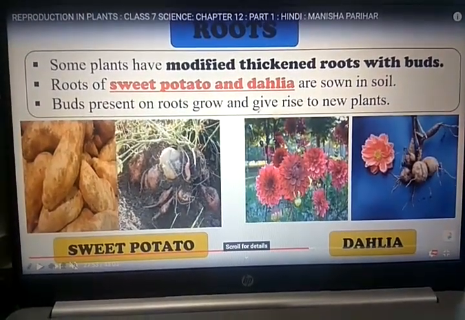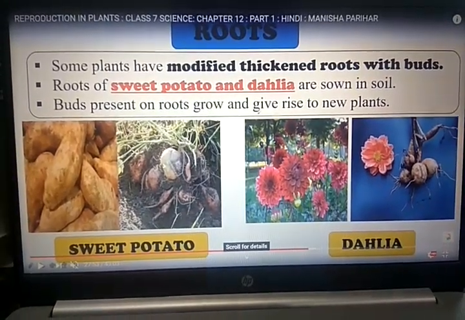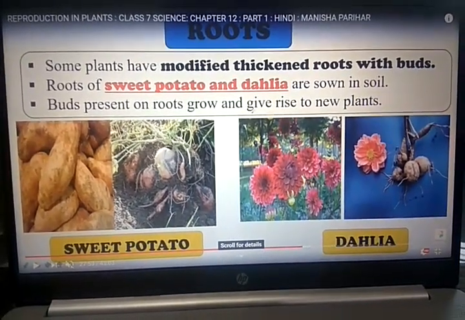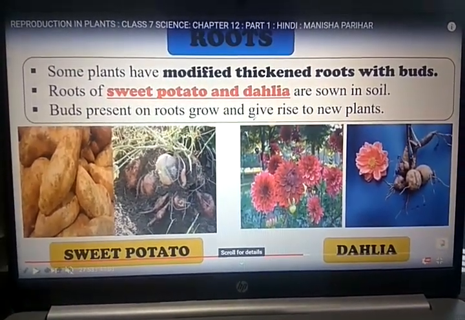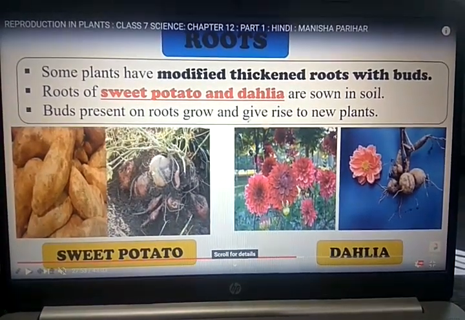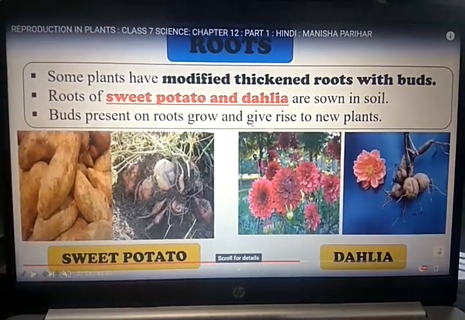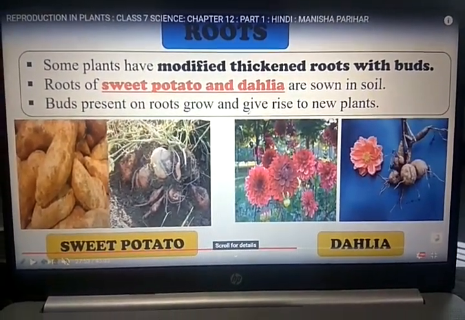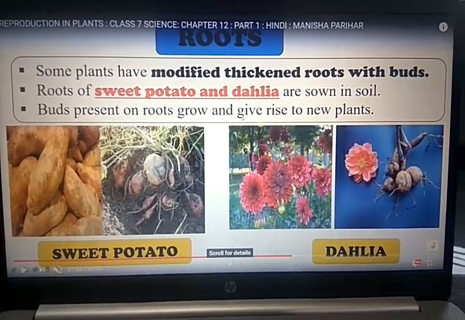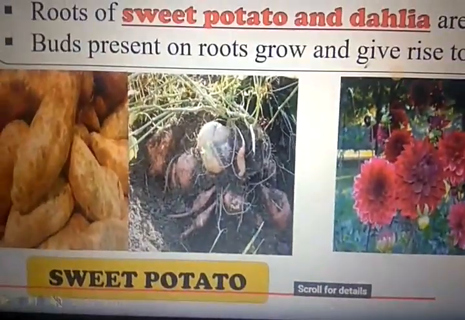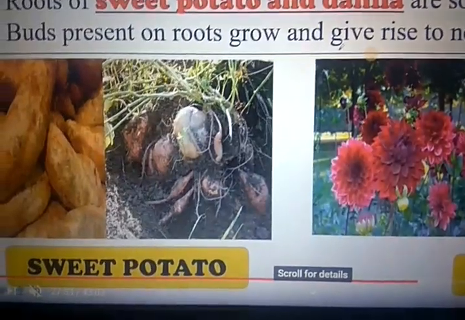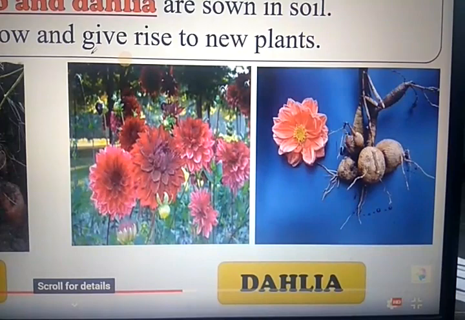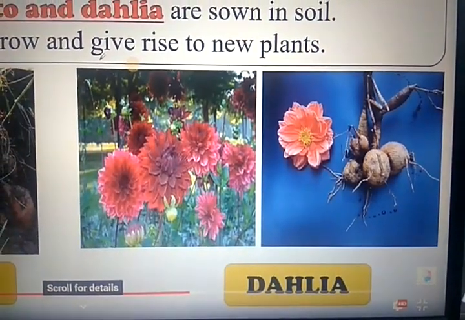Now, through roots, another asexual reproduction. Through which part? Roots. Some plants have modified thickened roots with buds. Roots of sweet potato and dahlia are shown in the soil. The sweet potato and dahlia are the best examples for asexual reproduction from roots. Buds present on the roots grow and give rise to a new plant. You can see, correct? Sweet potato, and this is the dahlia, where new offspring rise.